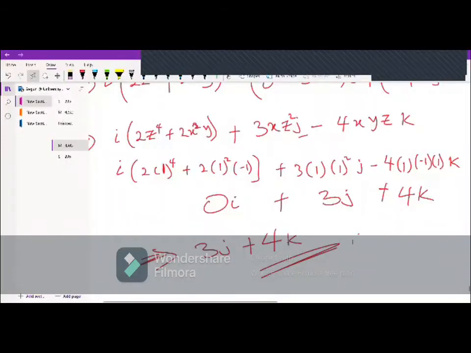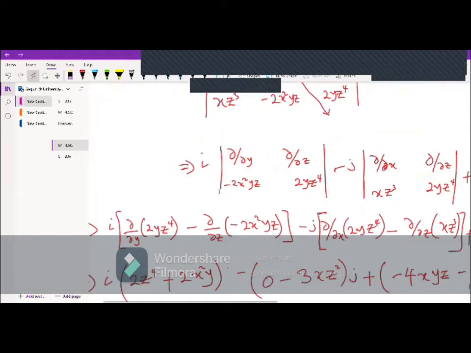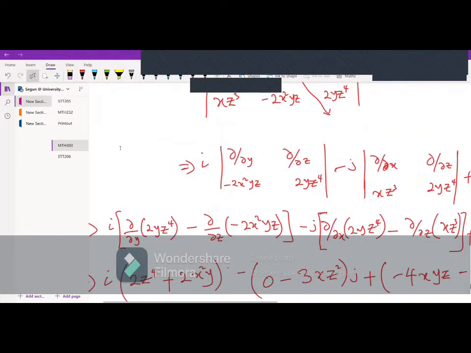Let me quickly share my screen so that we can go on from there. Can you see my screen? Yeah, we can see your screen. Okay.